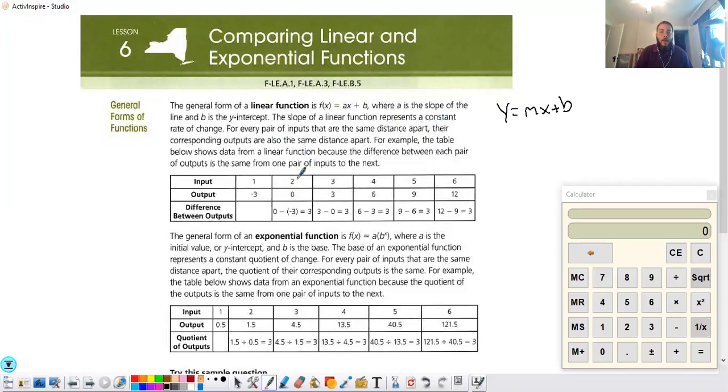So if we're counting in our inputs, we're counting by 1. We go from 2 to 3 to 4 to 5. We're counting by the same number each time in the input, so our output should also increase by a constant number. From 0 to 3, we add 3. To get to the next one, add 3 to get to 6, add 3 to get to 9, add 3 to get to 12. So we're constantly adding the same positive number, or we could add a negative number if these outputs were going down.